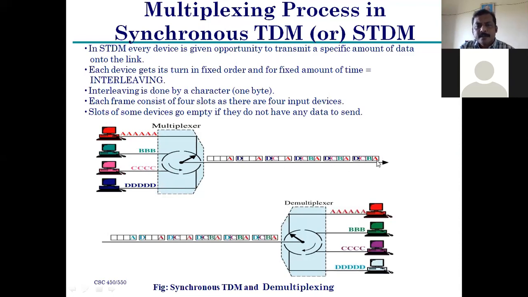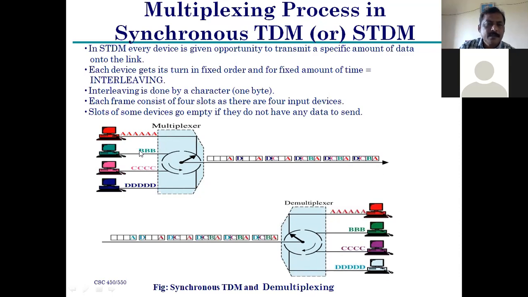Here, A is the A user slot, B is the B user slot, C is the C user slot, and D is the D user slot. The data is available: A, B, C, D. First A, first B, first C, first D fill the first frame. Next, the next frame: second A, second B, second C, second D, now fulfilled. Next, third A, third B, third C, third D. Now it is prepared. Very well. Next, fourth A, fourth B.